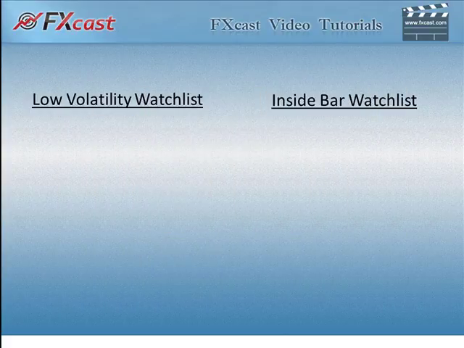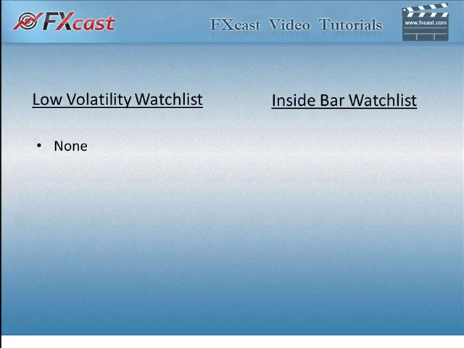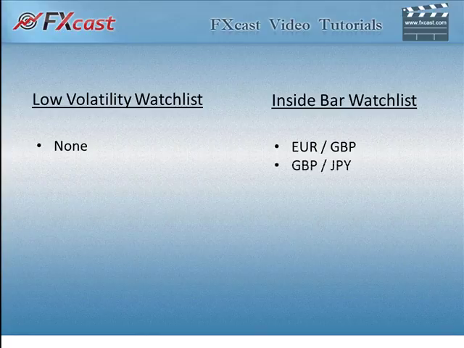With regards to our low volatility watch list, at the time of our taping, there are none. And for those people who are eventually going to sign up for our service, what we're going to do is provide an updated list each hour on what is in play as far as low volatility. As far as the inside bar, we have three. We have the euro pound, the pound yen, and the New Zealand franc.